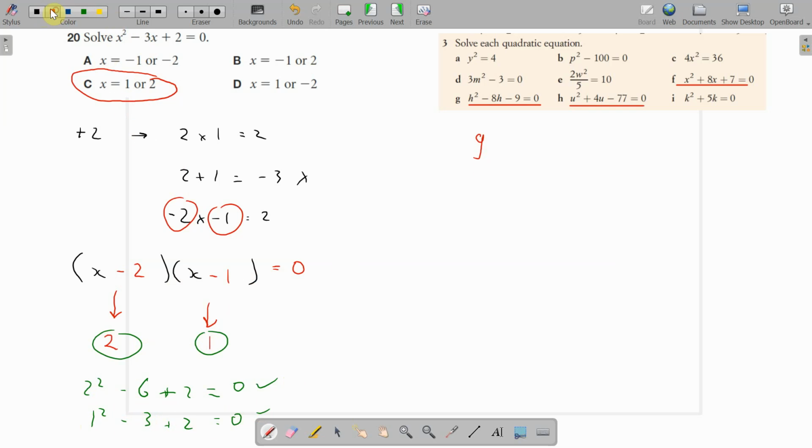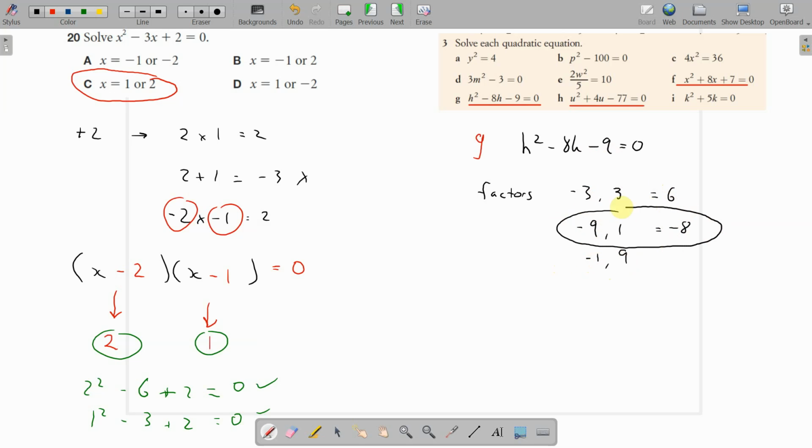Okay, let's go over here. We're doing G, I said. h squared minus 8h minus 9 equals 0. So we've got to factorise, factors of minus 9. There's a few. Keep in mind when we add them we've got to equal minus 8. So we could go with minus 3 times 3, minus 9 times 1 or minus 1 times 9. Which one of them when you add them equals minus 8? 3 plus 3 is 6. Minus 9 plus 1 is minus 8. That's the ones. So factors, when you add them, it's got to equal this one, minus 8. So we've got them.